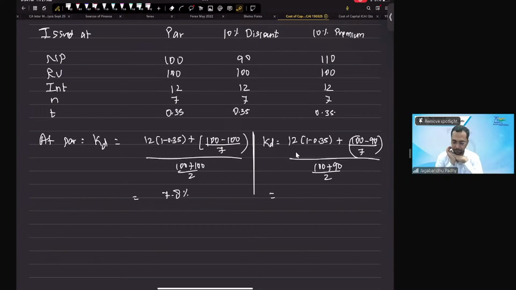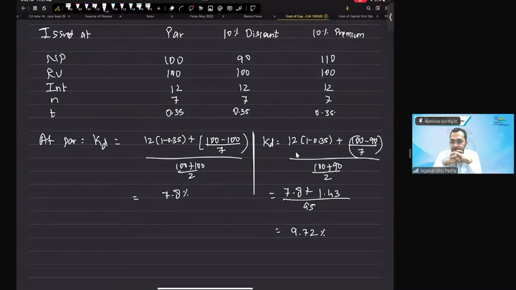What is the second answer? Second is 6.7%. Is it 6.7 or more than that? Second one is 12 into 0.65, which is 7.8, plus 10 divided by 7, which is 1.43, upon 95. So 7.8 plus 1.43 divided by 95, which is 9.72%. Right? 9.72%. What's the answer for the third one, guys?